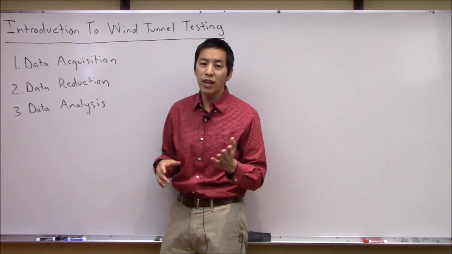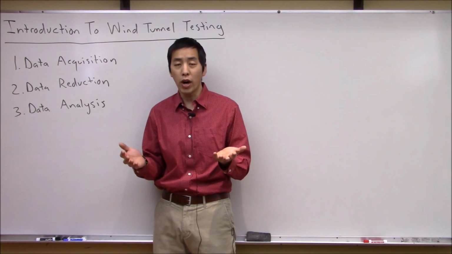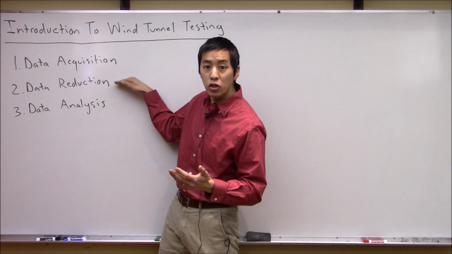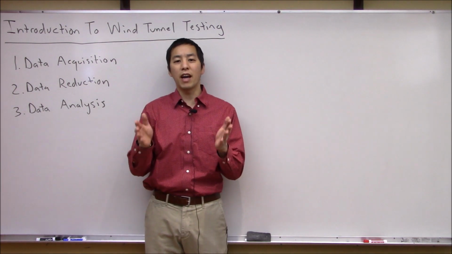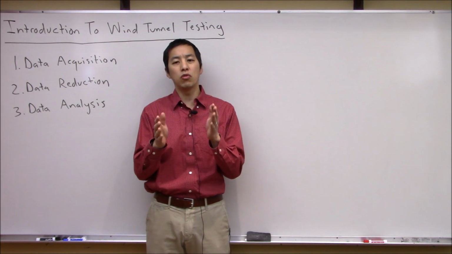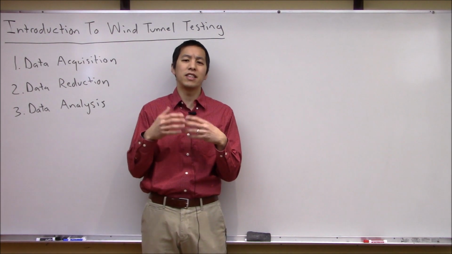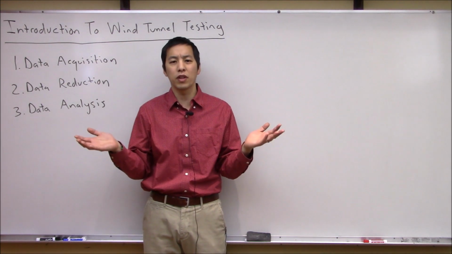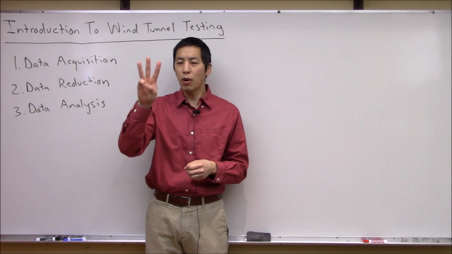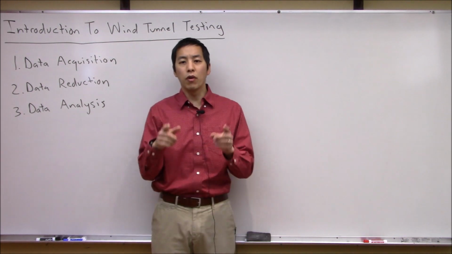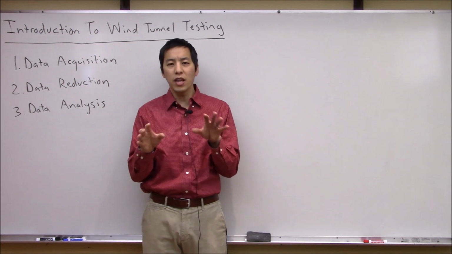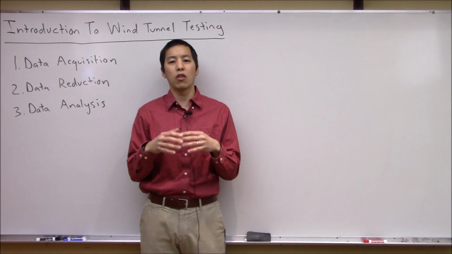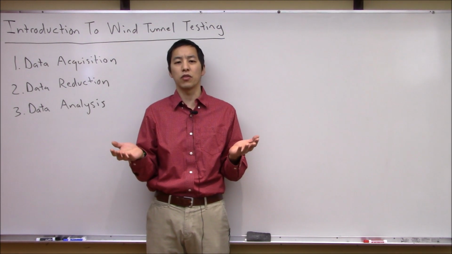Now, once we understand how a wind tunnel works and how we acquire raw data, in part 2 of the series, we'll look at the data reduction process that is used to transform this raw data into data that better represents a full-scale aircraft. Finally, in part 3 of the series, we will focus on looking at and analyzing the resulting data, as well as discuss some other considerations for wind tunnel testing.